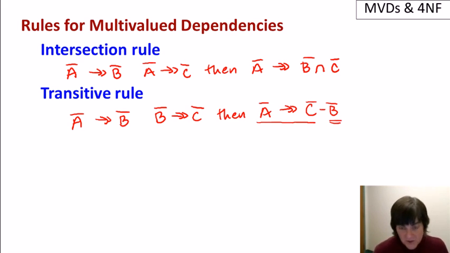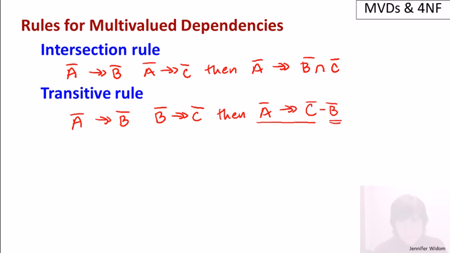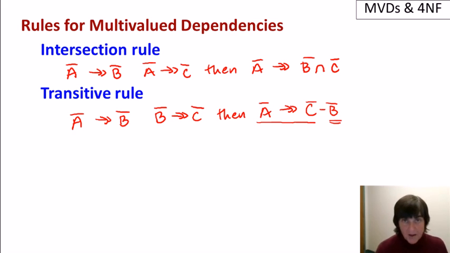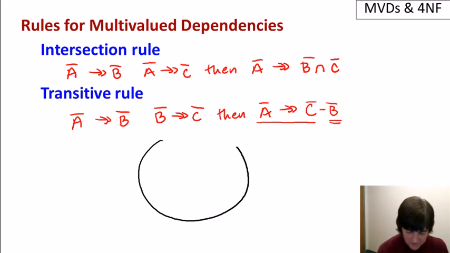And you might work some examples to convince yourself why we don't have just A multi-determines C and we have to subtract the attributes for B, although it's fairly complicated. So again, these rules can be proven, and there are many other rules for multivalued dependencies that you could read about in any of the readings provided on our website.